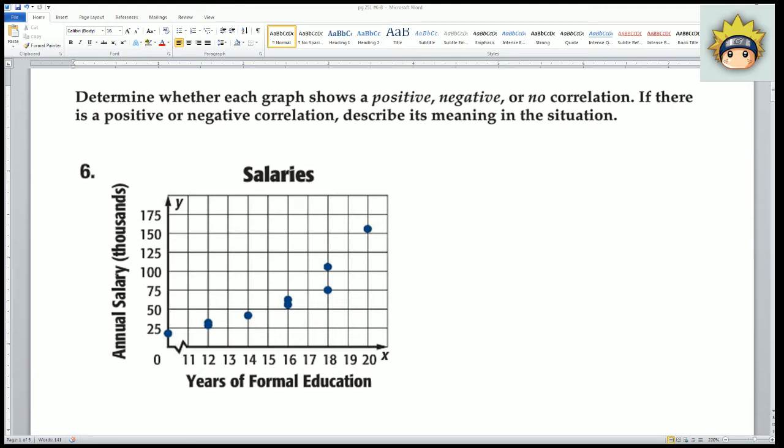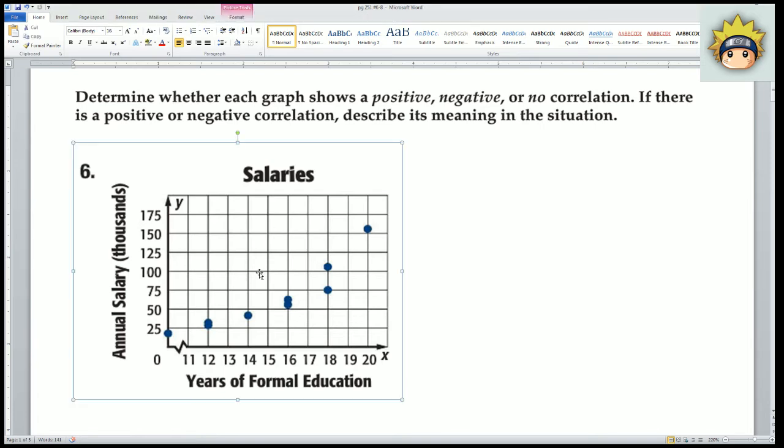This is the homework solution for page 251, number 6, 7, and 8. What we have here is number 6. Number 6 and 7 asks us to determine whether each graph shows a positive, negative, or no correlation. If there is a positive or negative correlation, describe its meaning in the situation.